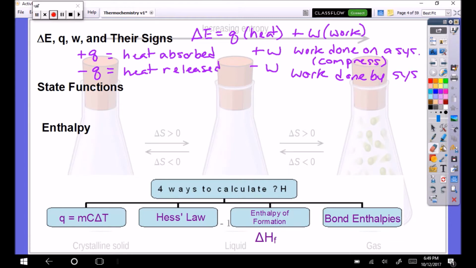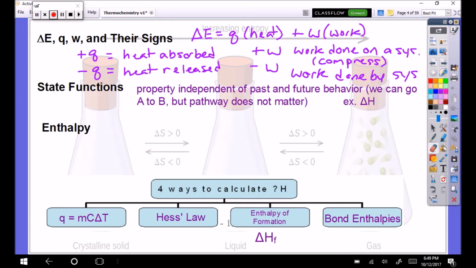State function is definitely a newer term. This is just a property that is independent of past and future behavior. So, for instance, we can go from A to B, but we don't really care about how we get there. You leave your house in the morning and come to school. You leave school at the end of the day, go back to your house. Your bus route may not always be the same, or the way you drive in your car may not always be the same, but you still have the same beginning and end.